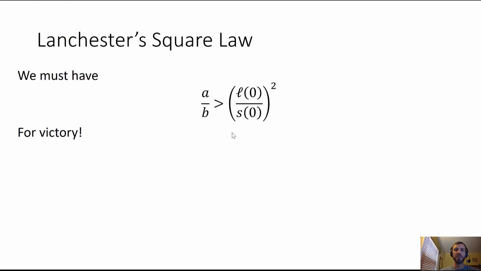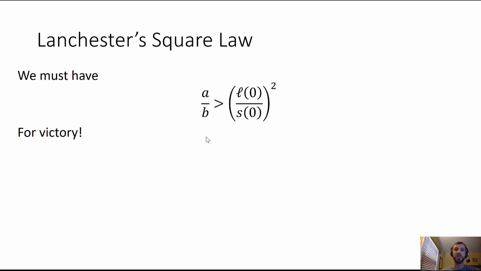I want to conclude this video by noting our investigations in Matlab actually demonstrate a classic mathematical result called Lanchester's square law. What Lanchester's square law says is just what we found, that in order for the smaller army to achieve victory, the ratio of their kill rate to their enemy's kill rate, A over B, has to be greater than the square of the ratio of their enemy's initial size to theirs. So if their initial enemy has twice the amount of troops, then they would have to kill 4 times as many per hour in order to achieve victory.